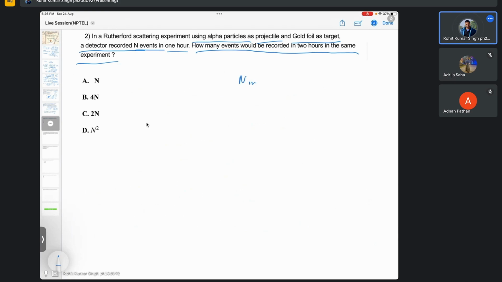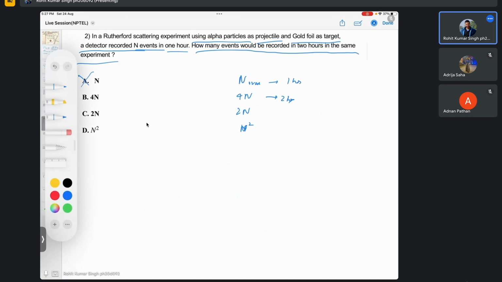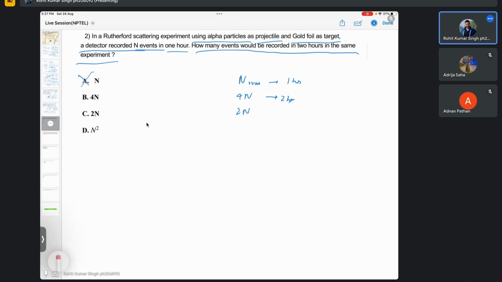So n events in 1 hour. So what about 2 hours? You will get 4n, you will get 2n. I mean, n is always wrong. You will get something in the next hour, or you will get n square. What do you think? Any guesses?